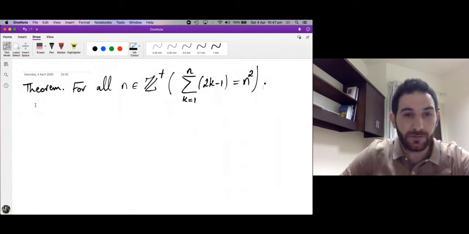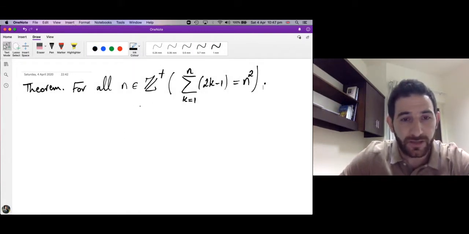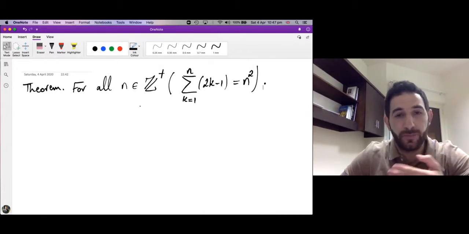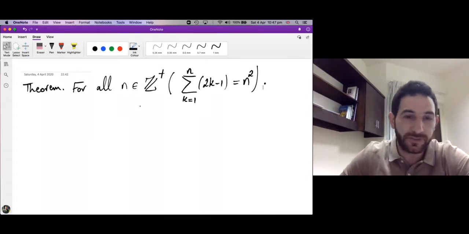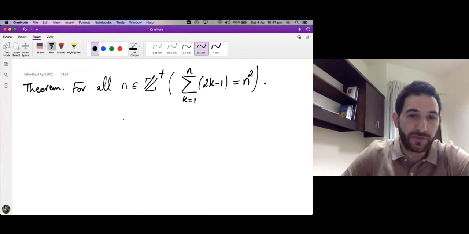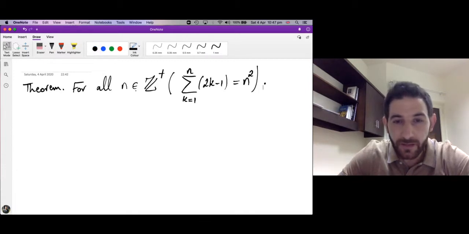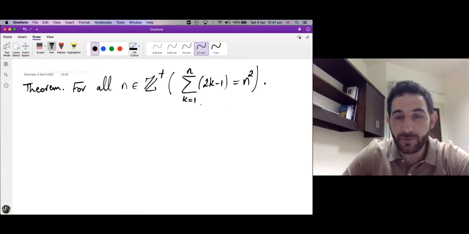Okay, in this session we want to take examples on the mathematical induction technique. So we want to prove statements of the form: for all n, P of n, for different properties P. For example, let's start with this theorem. We want to prove that every positive integer n has this property.